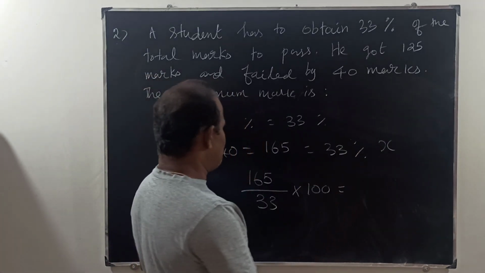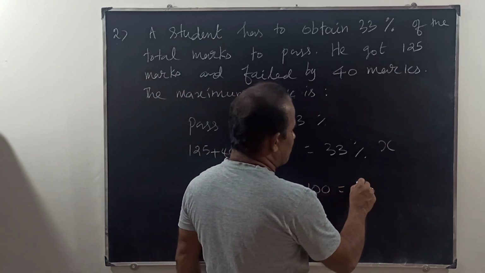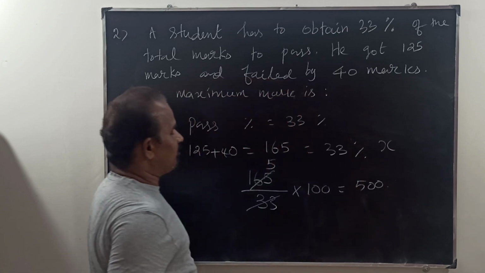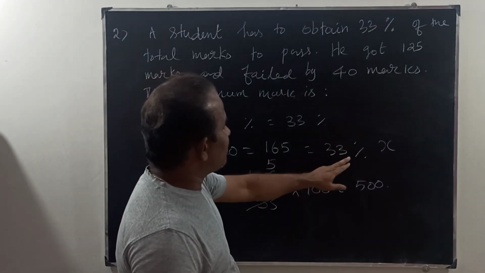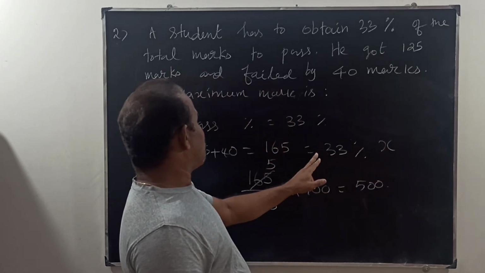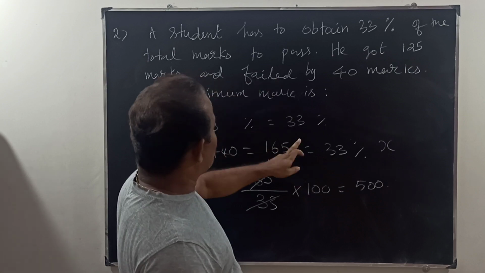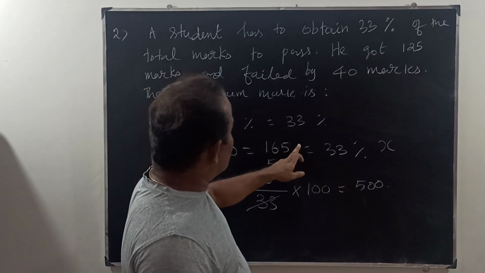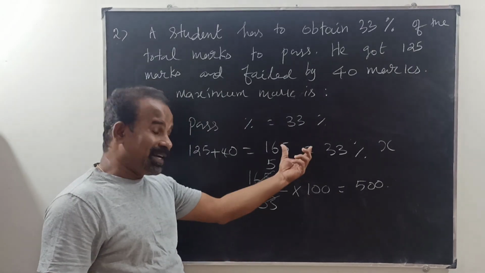So we can calculate: 165 divided by 33 is 5, and 5 into 100, therefore the answer is 500. Very simple. Or otherwise, 165 is equal to 33% of x, so x is equal to 165 divided by 33, with 100 going to the numerator. You will get the same answer.